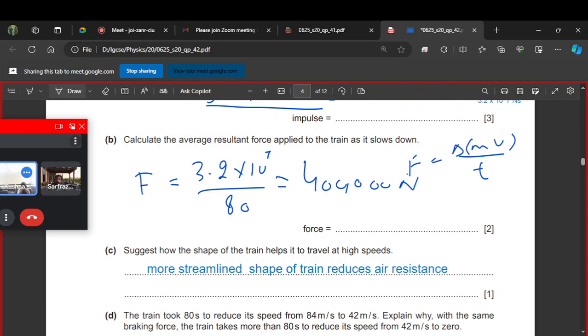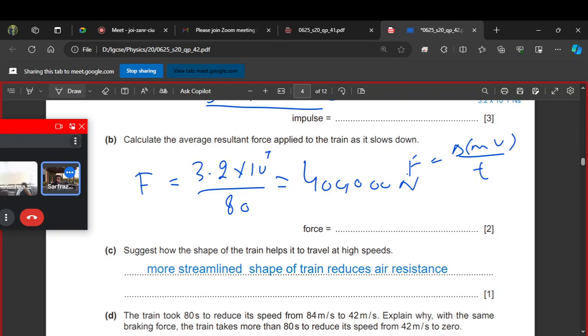Because the reason is that when momentum is reduced. What momentum? What does momentum have to do with time to stop? Actually, the reason is that when the train was changing speed from 84 to 42, there was high air resistance because it was at high speed. But when the train is moving from 42 to 0, the air resistance has decreased by a large amount. That's why now it will take more time than 80 seconds.